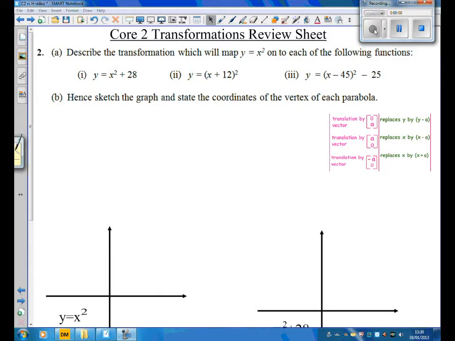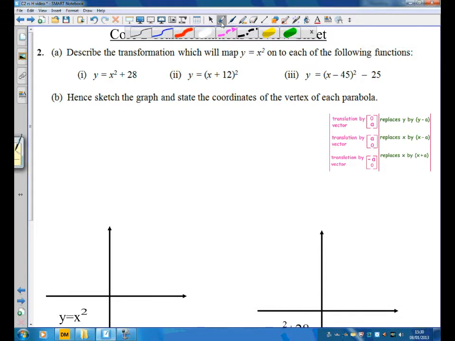So question 2 on the Core 2 Transformations review sheet. Again, we're describing transformations, and you'll notice in this case they all involve adding or subtracting numbers into our equations. Now this means they're all translations. So in this case, talking about translations, you can link this to your knowledge from Core 1 when you did quadratics and drawing quadratic graphs. These are all in completed square form.